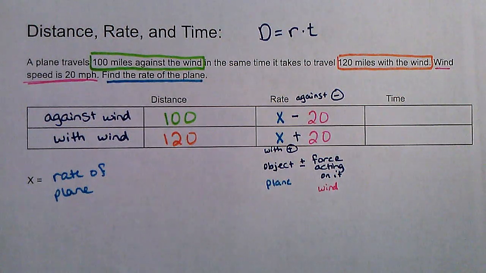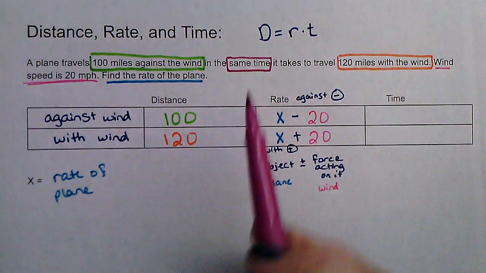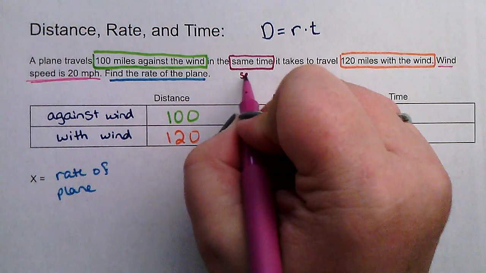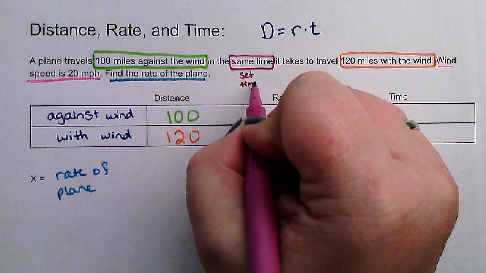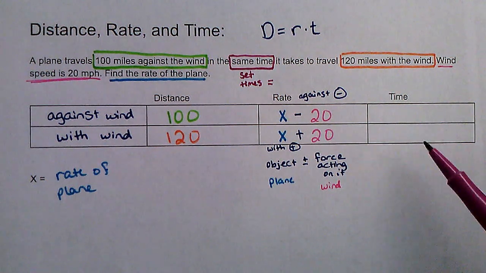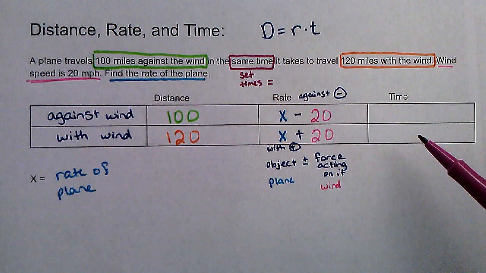Next and last, the last thing it says here is we have nothing in time. It says same time, the same time it takes. So what that tells me is that I need to set my times equal. But the problem is, it didn't tell me anything about time. So I have to figure out what I can use here.